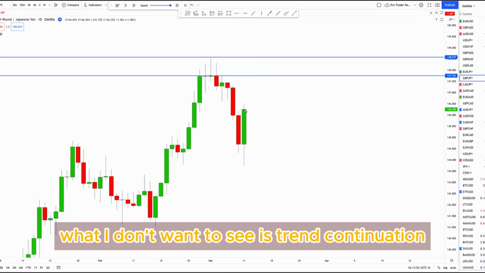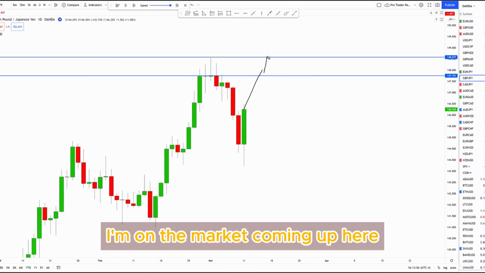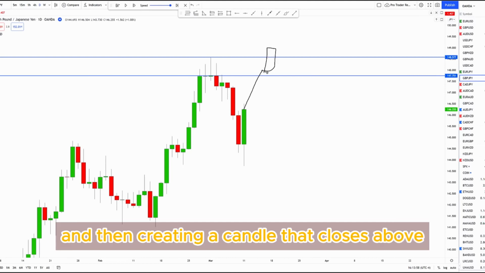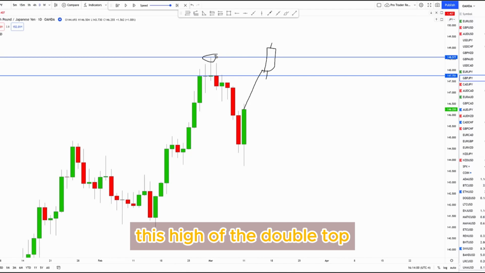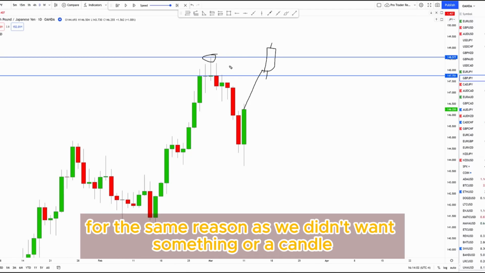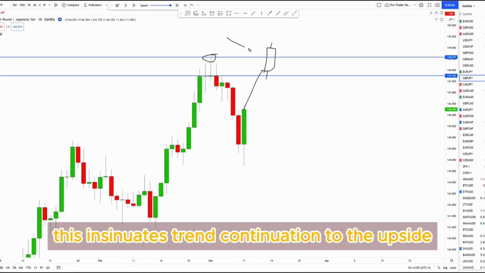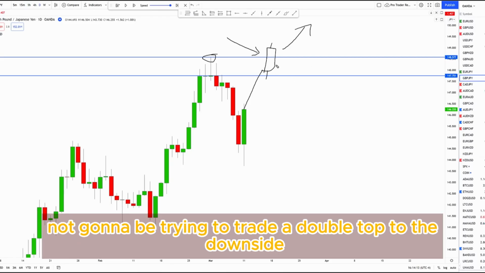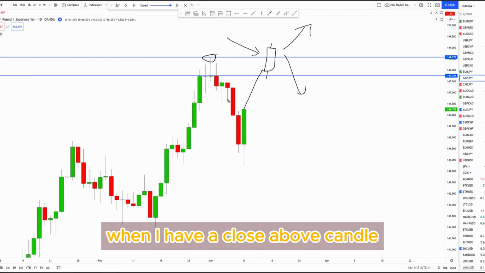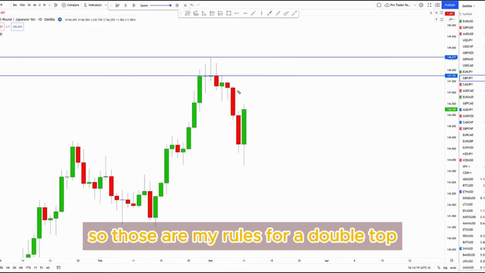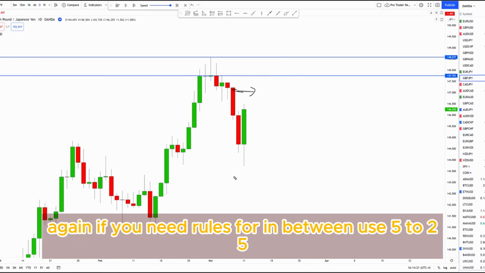What I don't want to see is trend continuation. I don't want the market coming up here and then creating a candle that closes above this high of the double top, for the same reason as we didn't want a candle closing below the first low of the double bottom. This insinuates trend continuation to the upside. I'm not going to be trying to trade a double top to the downside when I have a close above candle. So those are my rules for a double top. Again, if you need rules for in between, use 5 to 25.